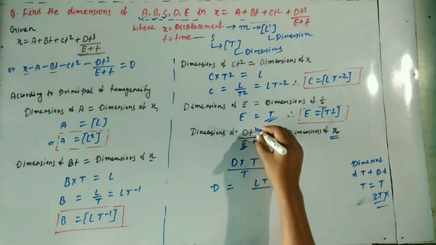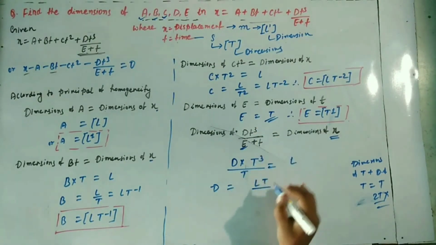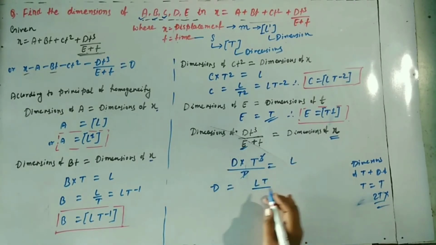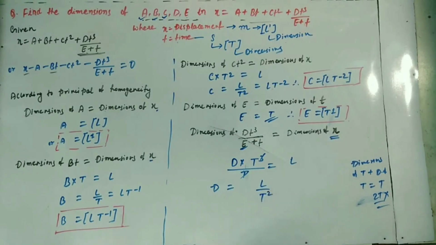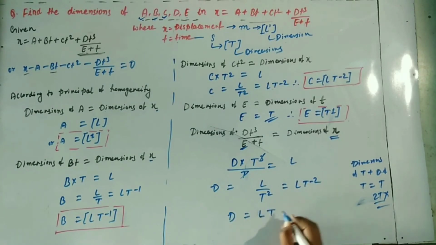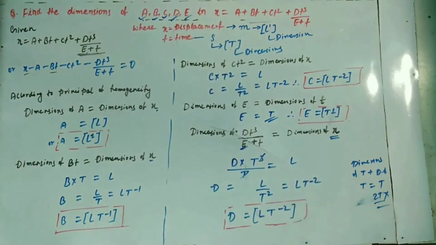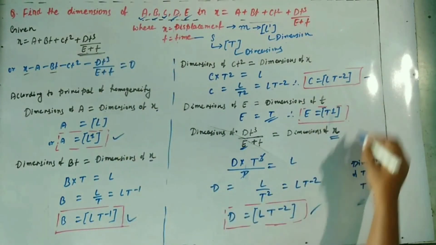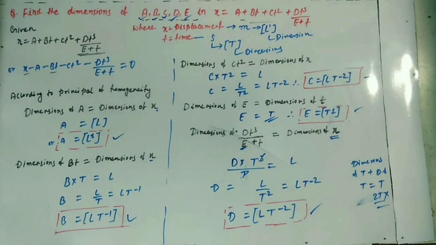Now D will be L by T power 2, equals L T power minus 2. So the value of D is calculated as L T power minus 2. So we found all the values A, B, C, D, E in dimension form. So this question is completed and today's topic is over.